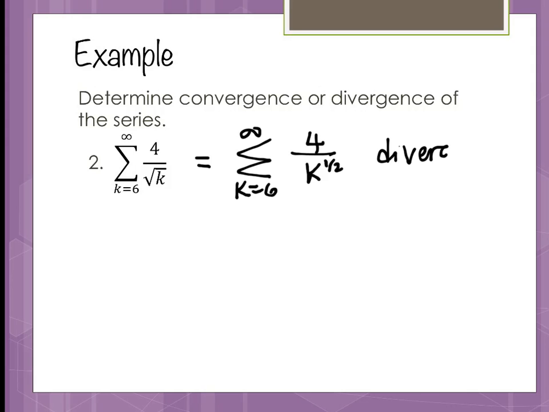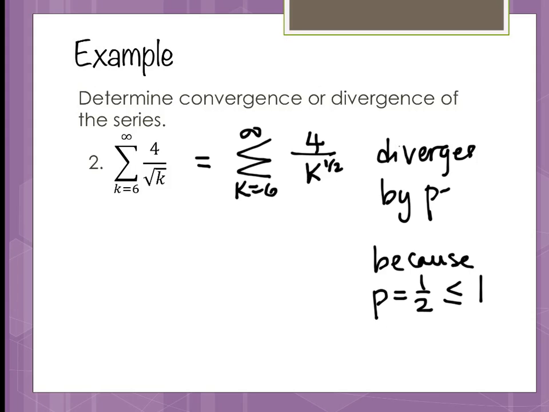This diverges. Why? Yeah, because the p, which equals 1/2, is less than or equal to 1. And let me put in here what test we were using. This diverges by the p-series test, because p is equal to 1/2, which is less than or equal to 1. Compared to the last one, that was a lot less work, right? So I like the p-series test because it's so quick. It's a nice one. Yes?